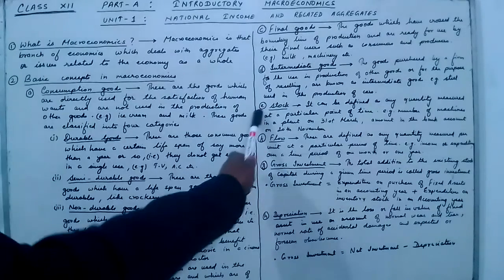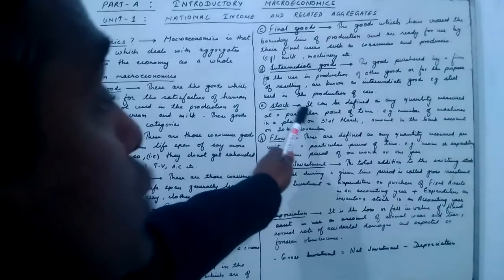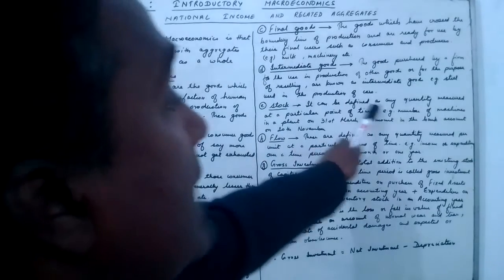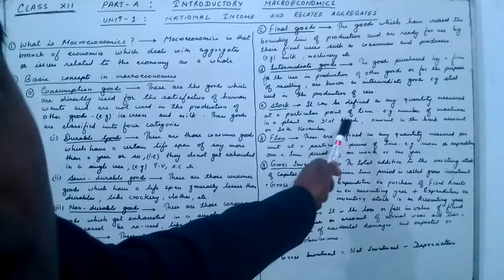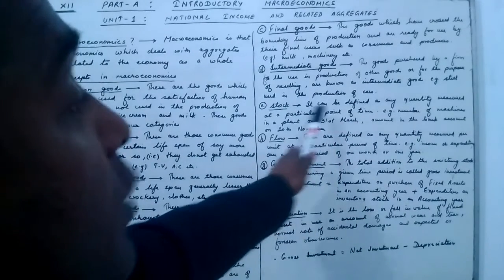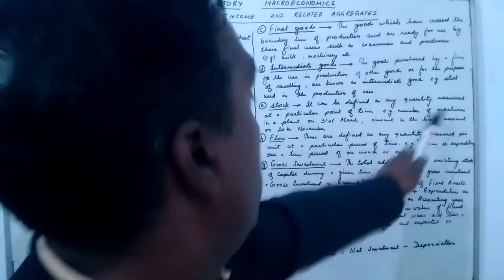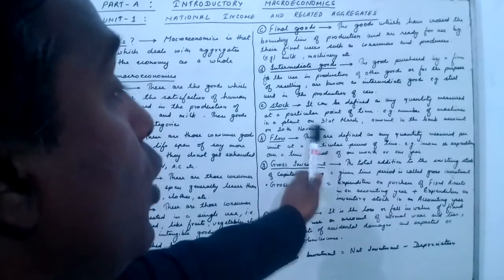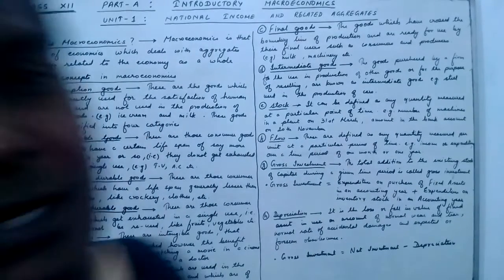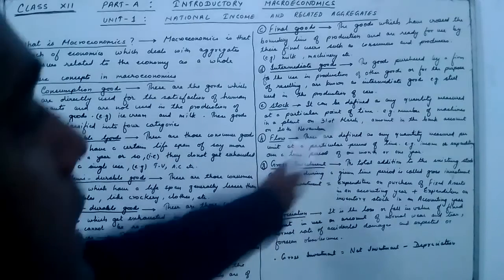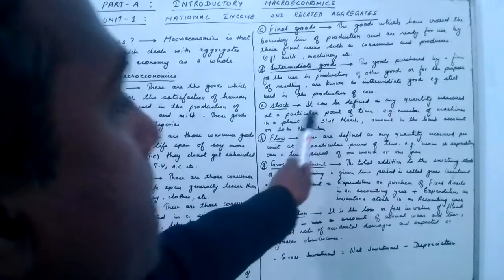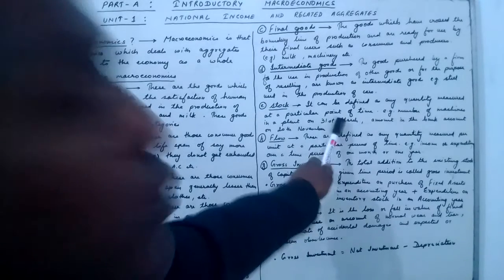Now the fifth topic is about stock. Stock can be defined as any quantity measured at a particular point of time. Example: the number of machines in the plant on 31st March. By 31st March, how many machines are there in the factory is basically called stock. So this is very important: any quantity measured at a particular point of time.